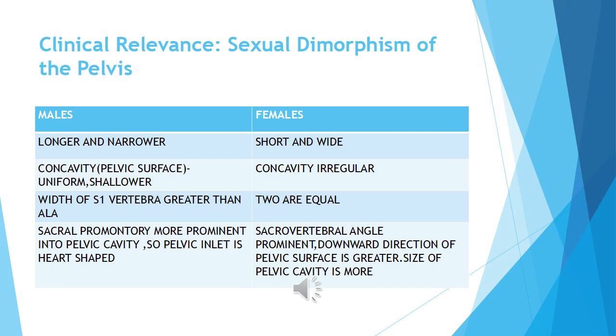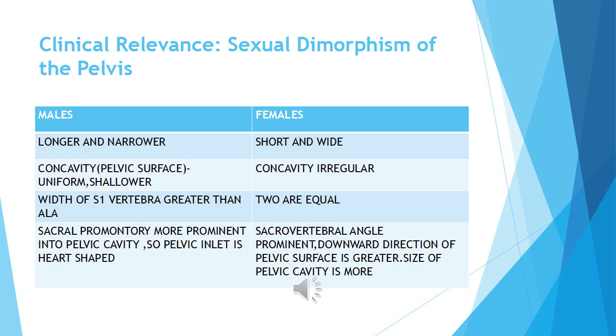When you come to the concavity of the ventral or pelvic aspect of the sacrum, it is uniform and shallow in the case of male. But in the female, this concavity of the pelvic surface is irregular, and this concavity is more marked between S1 and S2 and between S3 and S4. So the concavity is irregular.